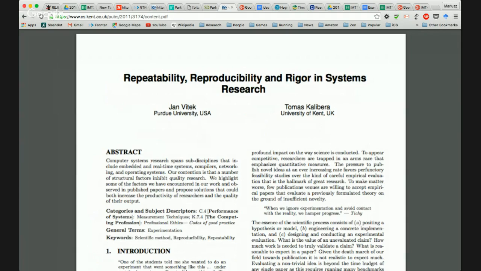All right, so today we are discussing repeatability, reproducibility, and rigor. Who read the paper? So what can you tell me about the structure of the paper? Did you like it? Was it easy to follow? Was it engaging? Was it clear what the paper is about? Was it communicating the ideas clearly?